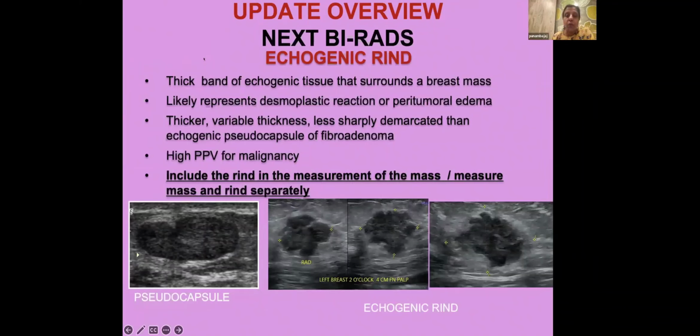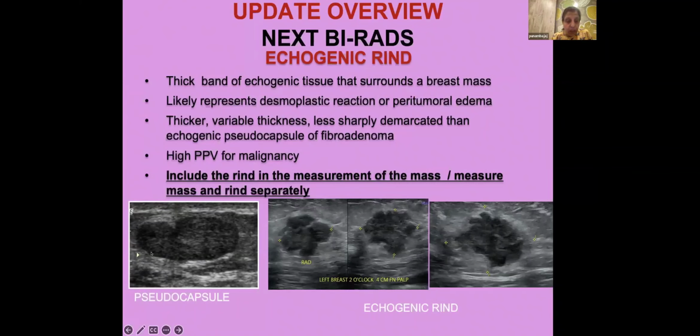So in the next BIRADS may be introduced is echogenic rind. Now, what is an echogenic rind? It's a thick band of echogenic tissue that you see surrounding a very obviously malignant appearing lesion. Okay, and the main hallmark of this malignant or associated with malignancy echogenic rind is that you will have a variable thickness. It's non-uniform. Some parts are thicker, some parts are less thick, but there will be a very variable thickness and it will be thick. When you see this, it likely represents a desmoplastic reaction or peritumoral edema and has a high positive predictive value for this lesion being a malignant lesion.